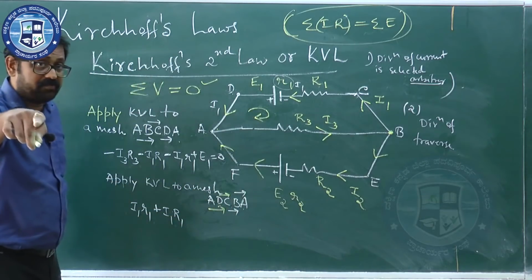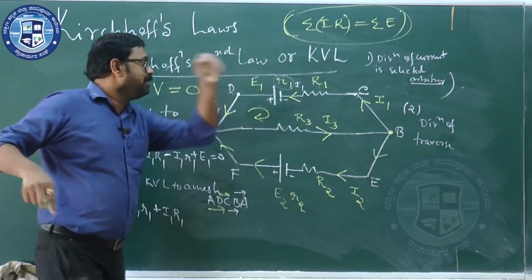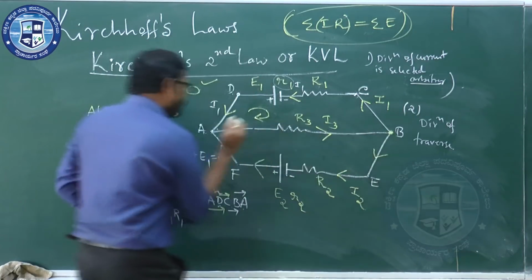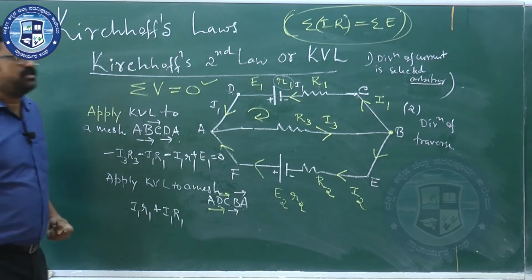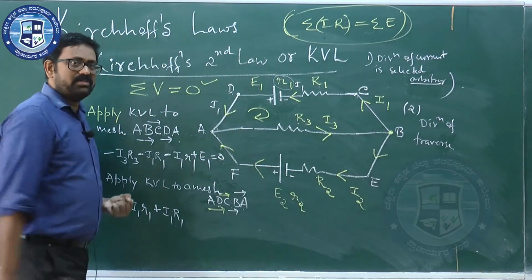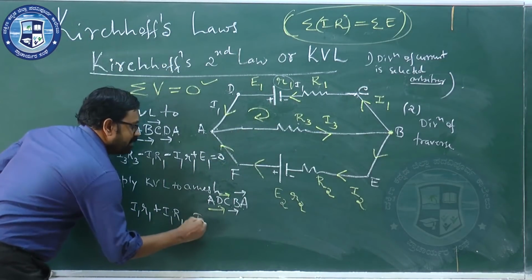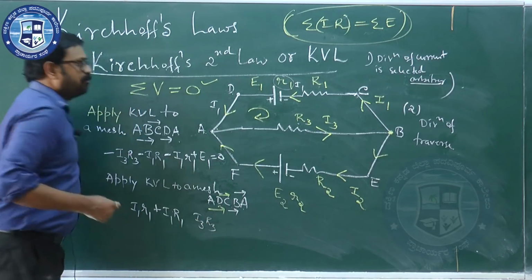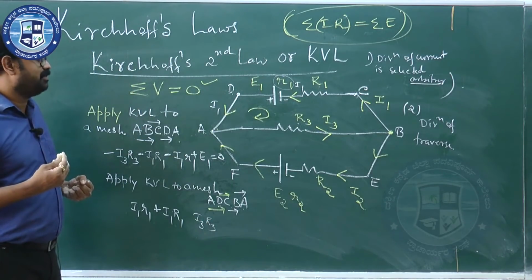You have to end up with the same point where you started. I have to move from B to A. Don't leave anything in between. I have to move from B to A. What is the resistance you meet on the way? R3. What is the current? I3. What is the product of current and the resistance? I3 into R3. What do you think? Plus I3 into R3 or minus I3 into R3?